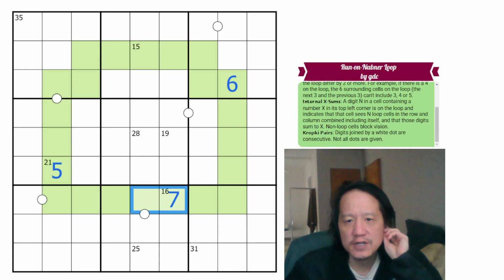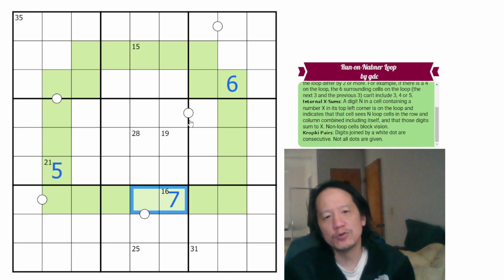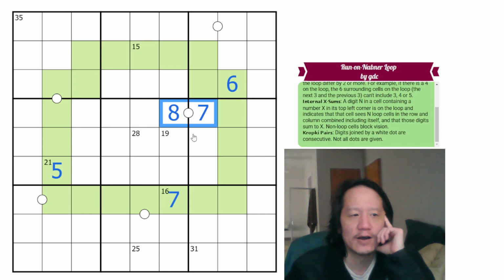Kropke pairs. Digits joined by a white dot are consecutive, and not all dots are given. So for example, if this were a 7, this would have to be a 6 or an 8 to be consecutive with it. And that's how white Kropke pairs work. And those are all the rules.